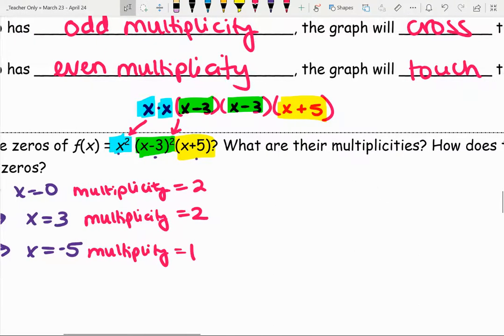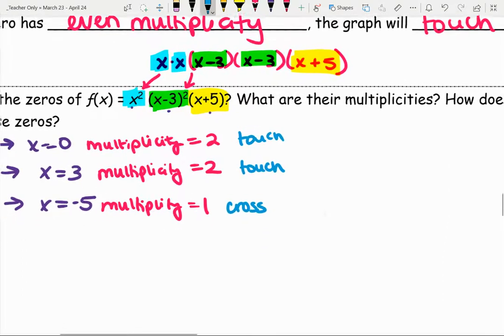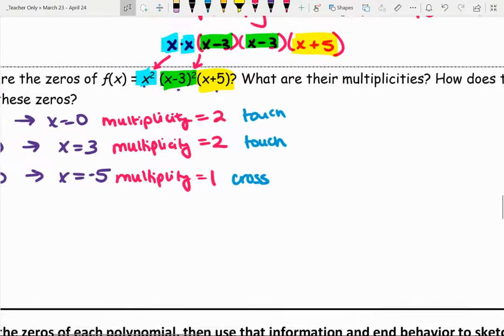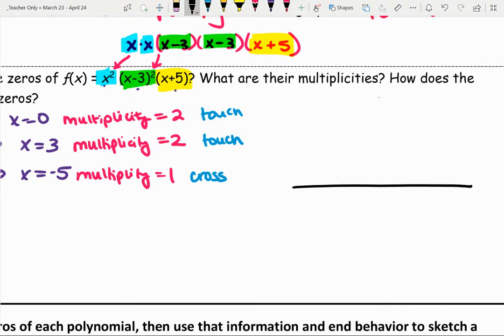And if we consider what this means, I do think we should make a sketch of a graph using this information. Those zeros that have an odd multiplicity, which in this case is just x equals -5, we'll cross through the graph at that point. These other two zeros, the graph will simply touch there at x equals 0 and x equals 3. And I think we probably need to look at an example of how this will actually look in the end.